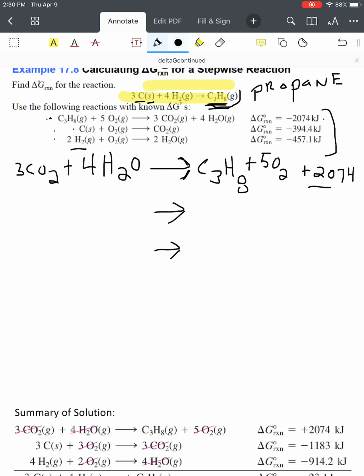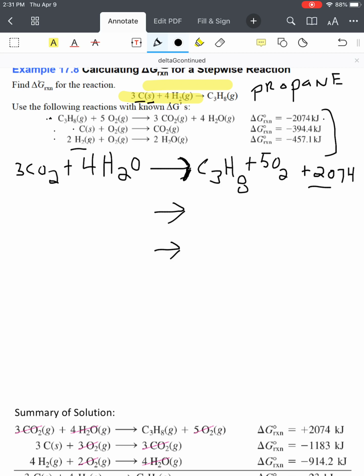So moving on then, let's see. In my desired reaction, it looks like I've got 1 mole of my propane being produced. And down here in the one that I just flipped, I've also got 1 mole of propane. So I'm actually pretty good in terms of the number of moles of C3H8. I'll just leave that one alone. But I need to move on to my other materials now.